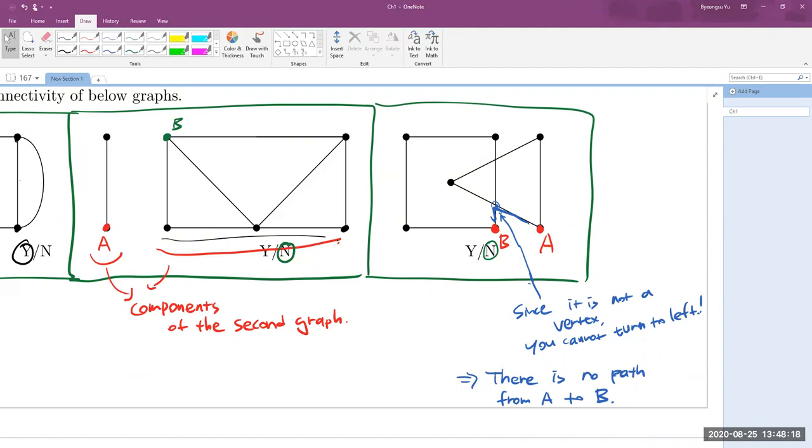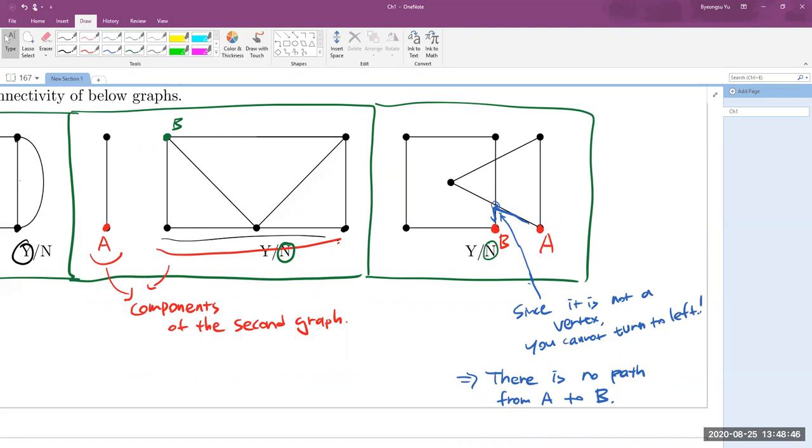Could you repeat? Is the triangle and the square considered two different components? What Abiud asked me is whether the triangle and rectangle are different components, or whether they just cross but are different ones.